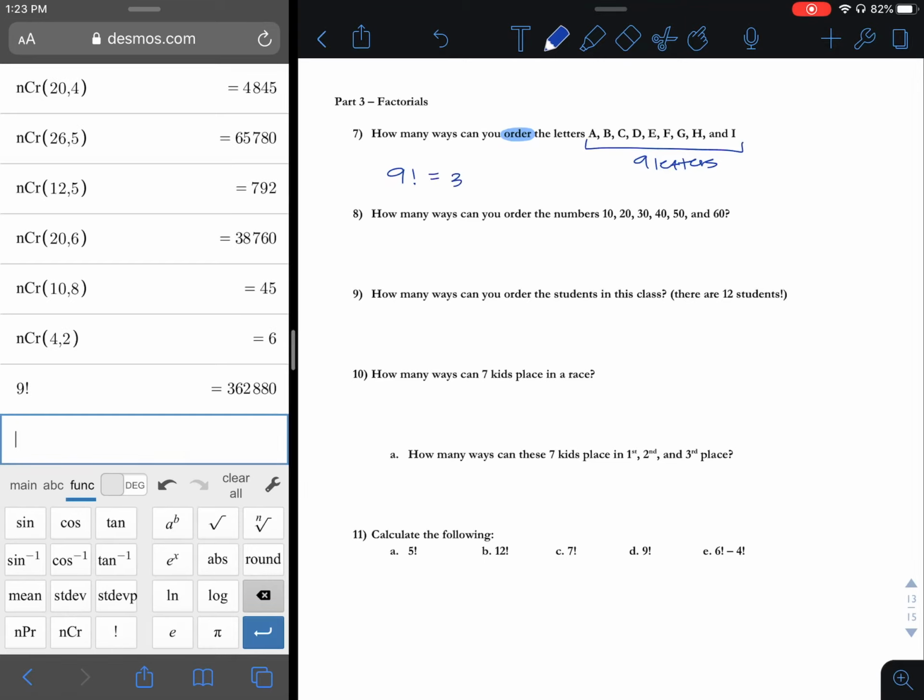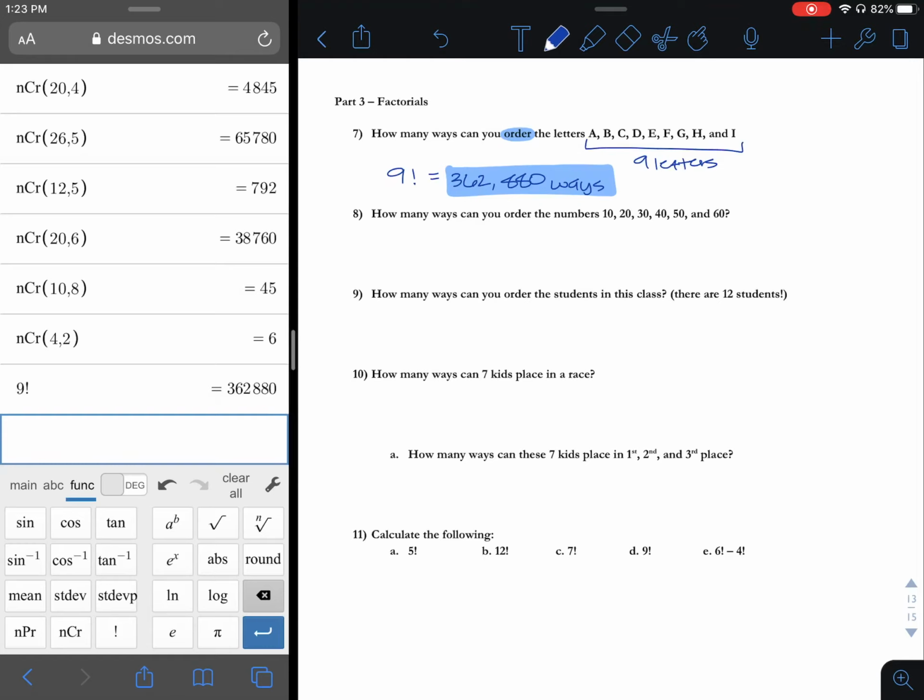And this is 362,880. So I have that many ways, 362,880 ways to order those 9 letters.